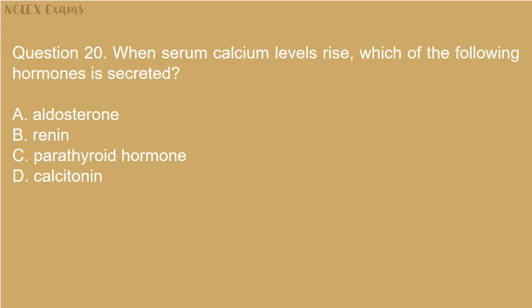Question 20. When serum calcium levels rise, which of the following hormones is secreted? A. Aldosterone. B. Renin. C. Parathyroid hormone. D. Calcitonin.